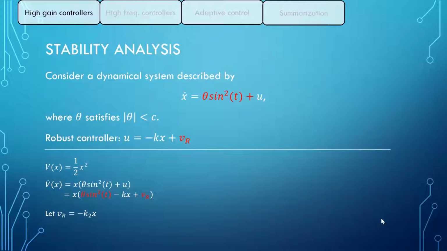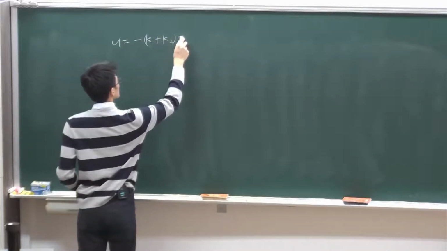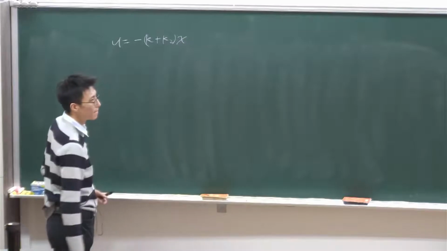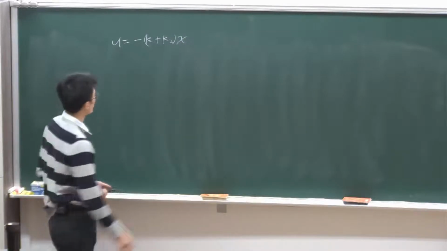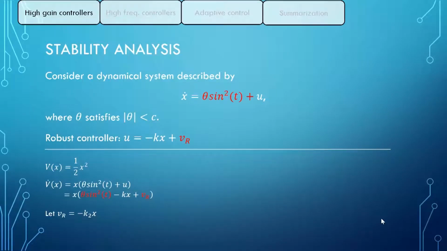Okay, so you can say my control is minus k and k2 x. Okay, it's the same. You can define this as k1. The reason that I decompose this control into two terms is I want you to see how k2 can change some convergence properties. I will continue from there.